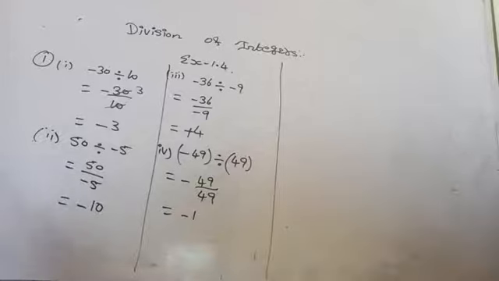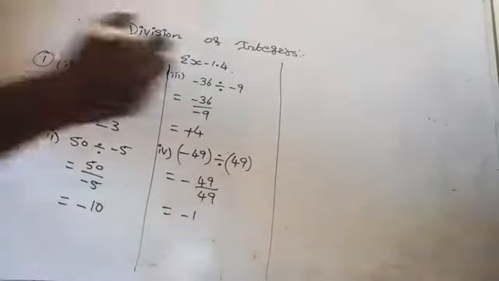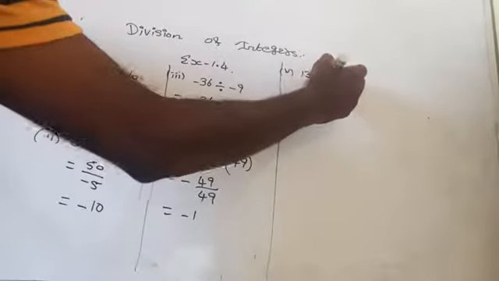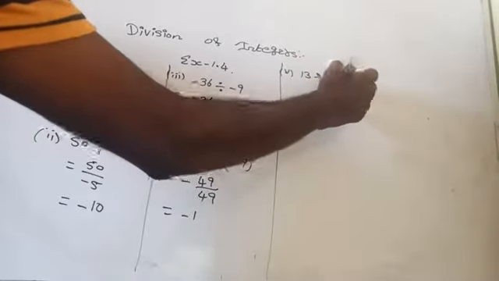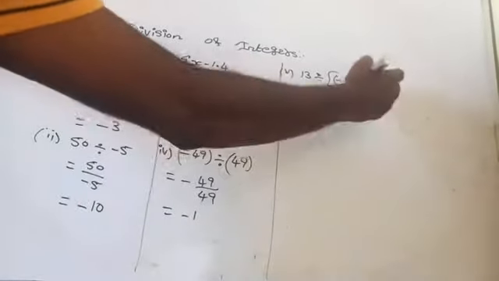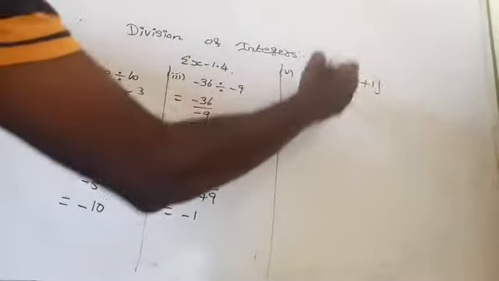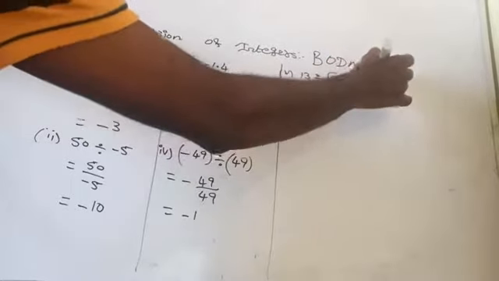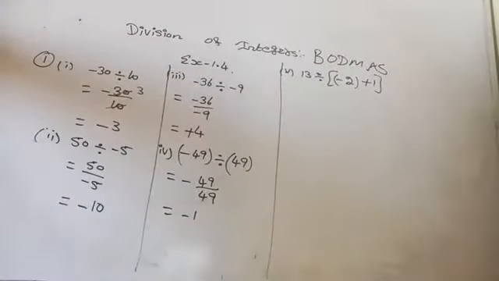13 divided by minus 2 plus 1. So according to the BODMAS rule, BODMAS means what? Bracket of division, multiplication, addition and then subtraction.